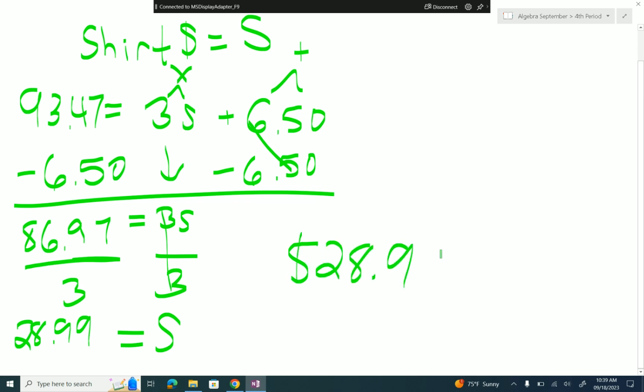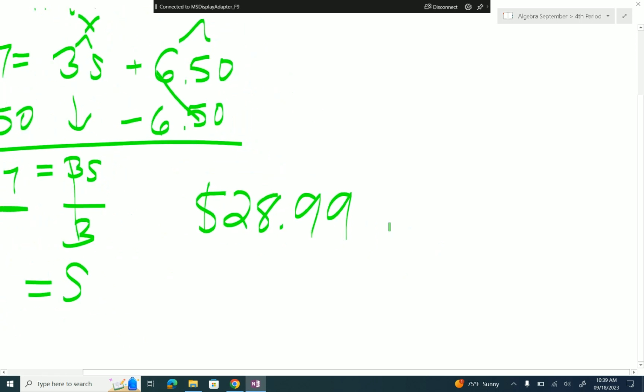Yeah, it's an expensive shirt. I don't think I'd pay that much for a shirt. I'd have to really like it. I don't know. 3rd period agreed with me that was expensive.